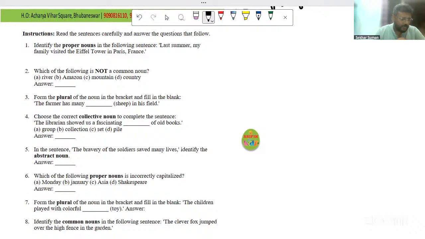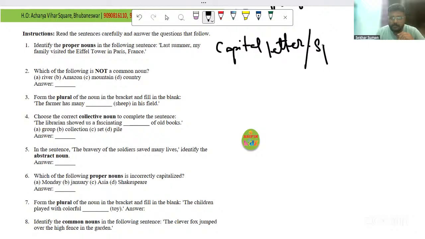So let's go ahead with the sentences, and there are certain instructions given. Let us follow these instructions. So question number 1. Now all of you would be answering the questions. Identify the proper nouns in the following sentence. So first and foremost thing that has to come to our mind, proper noun means capital letter, and then what is the other feature of a proper noun?